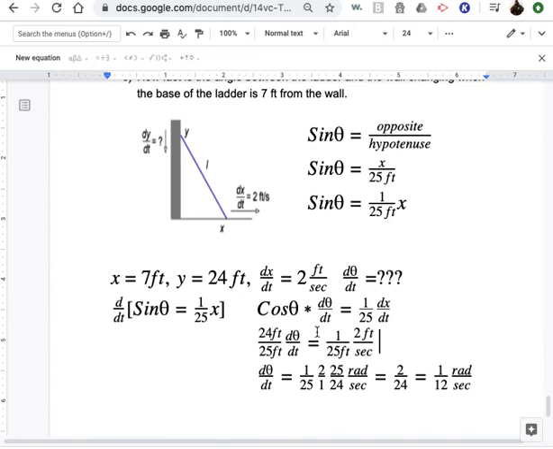Yeah, pretty straightforward problem. Common example of a related rate right triangle problem.